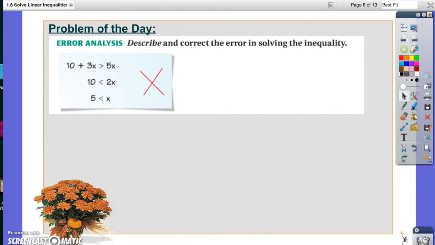Correct the error in solving the inequality. Once again, pause the video, and when you're ready to move on to the next part, resume the video.